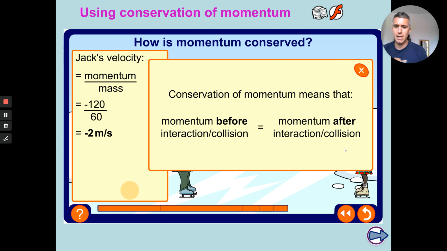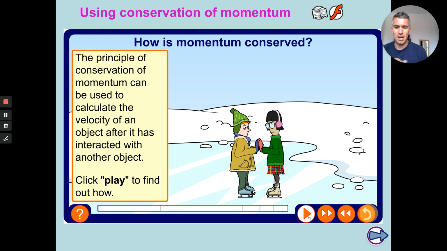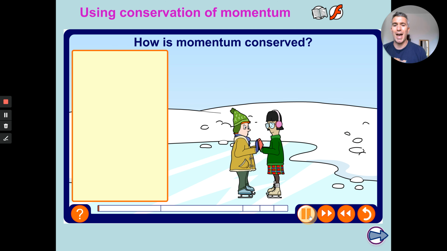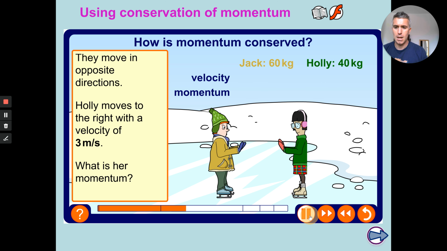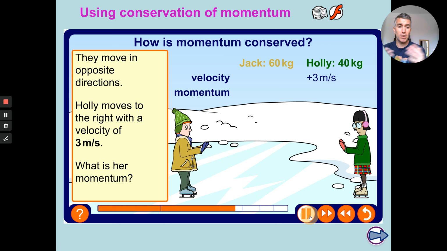Momentum before equals momentum afterwards. Let's look at that again. So at the start, they have no momentum because they are not moving. 0 momentum because there is 0 movement. When they start moving, they're moving in opposite directions. So we look at their velocities. If Holly's is positive, Jack's has to be negative. Because they're moving apart, in opposite directions, their direction is different, and velocity is a vector. So one's positive, one's negative.